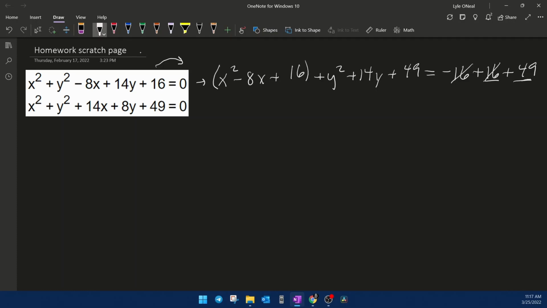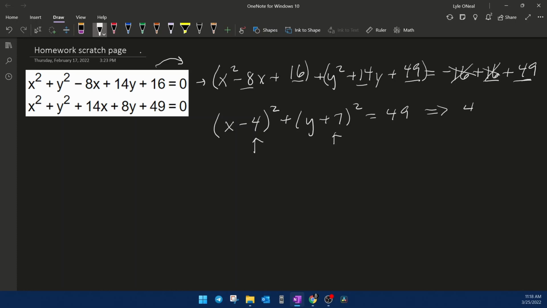And now we can take our x trinomial and our y trinomial and factor those. A perfect square trinomial here is going to give us x minus 4 squared. Do you see that? 4 times 4 is 16. Negative 4 and negative 4 is negative 8. Plus y plus 7 squared. Again, 7 times 7 is 49. 7 plus 7 is 14. On the other side, the 16s are gone. We only have 49.